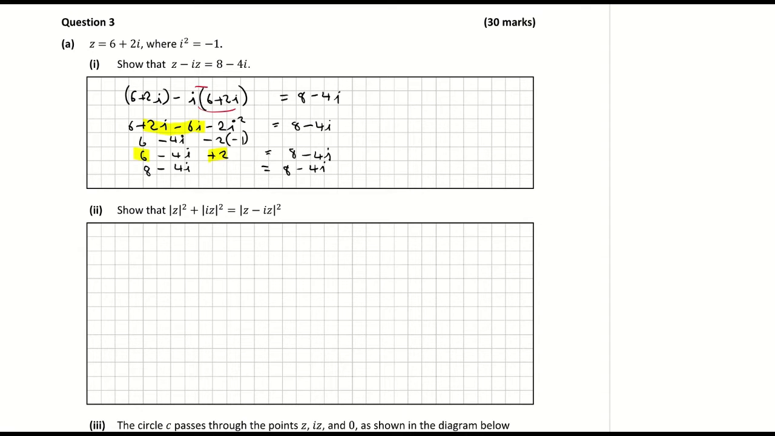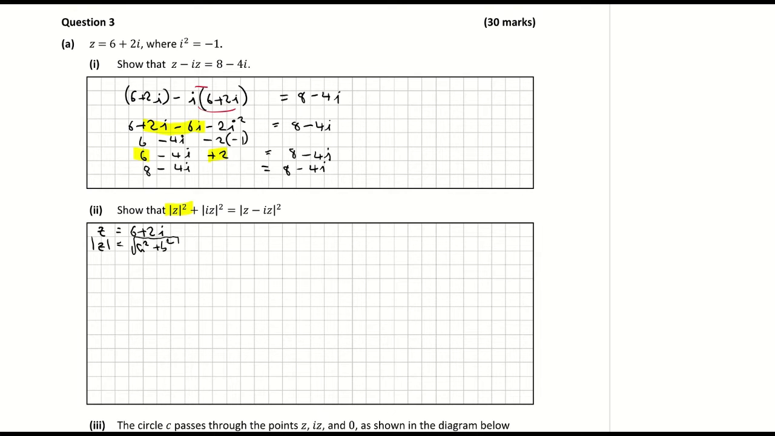Part 2. Show that the modulus of z squared plus the modulus of iz squared is equal to the following. So just take your time with this one. There's 3 parts to it. First part I'm going to do is work out the modulus of z squared. So we do know that z is equal to 6 plus 2i. That's what we're given in the question. Now the modulus formula is given by the square root of a squared plus b squared.